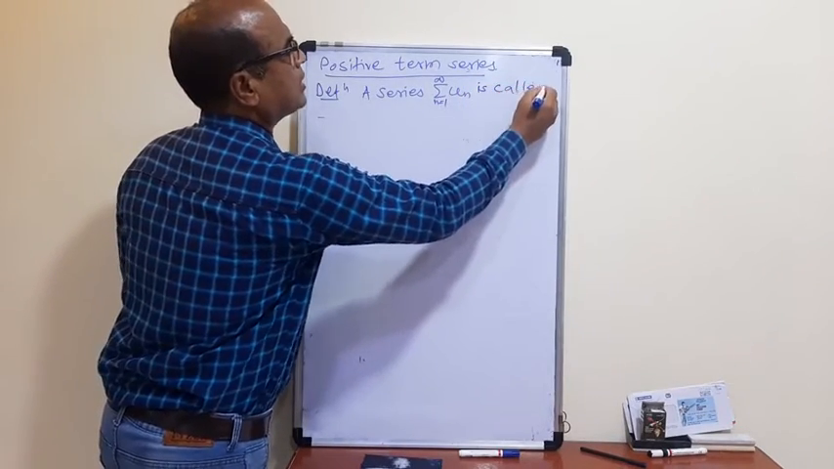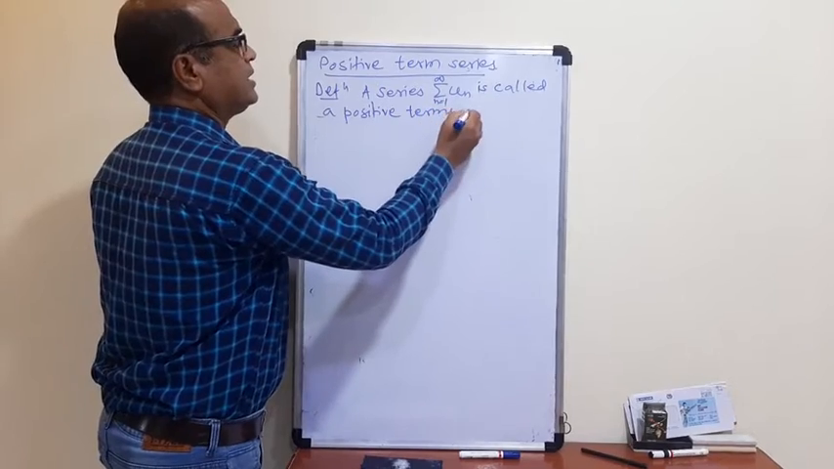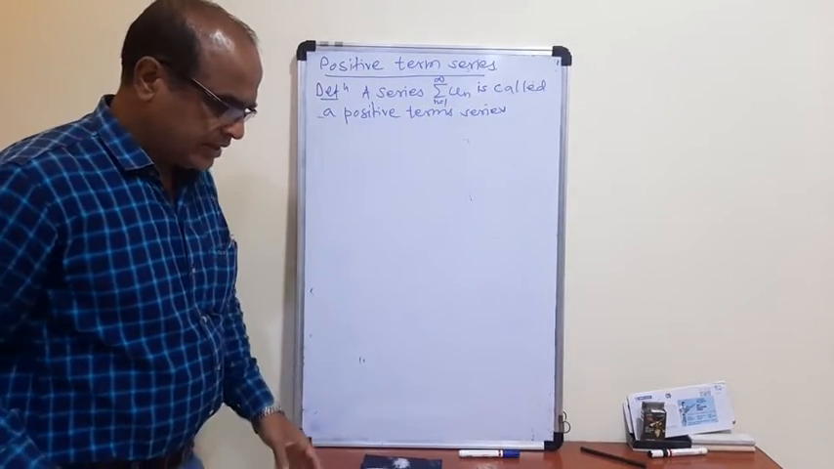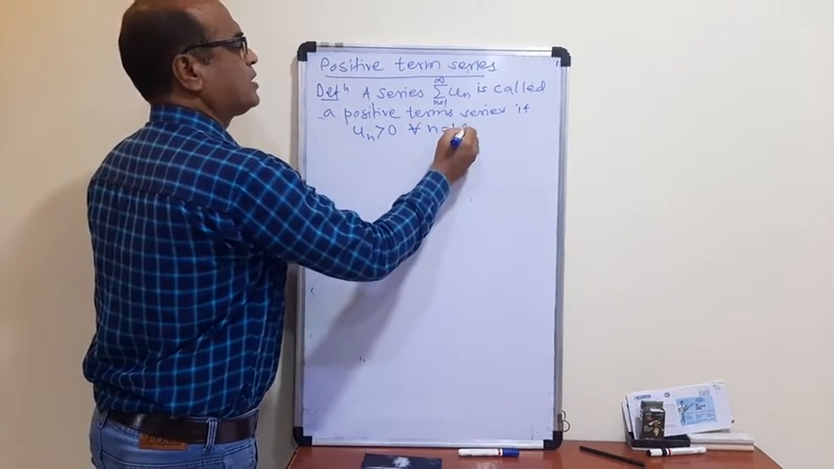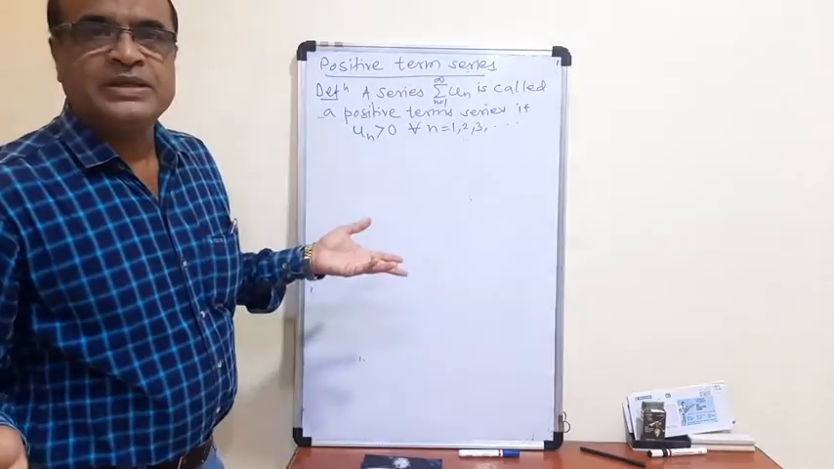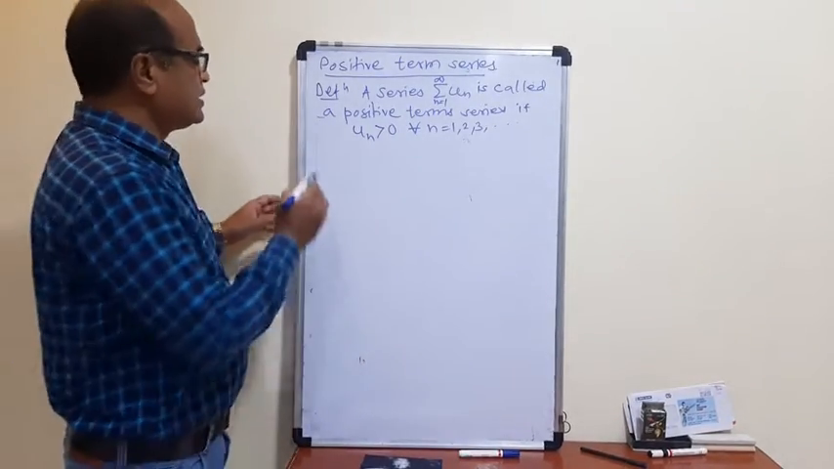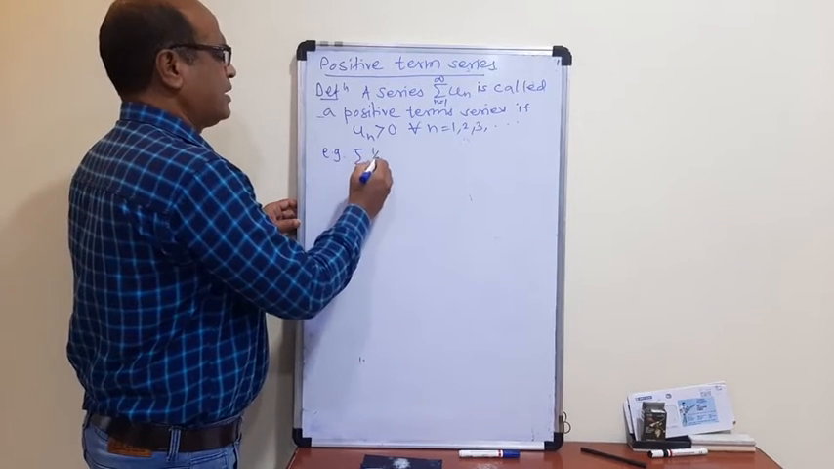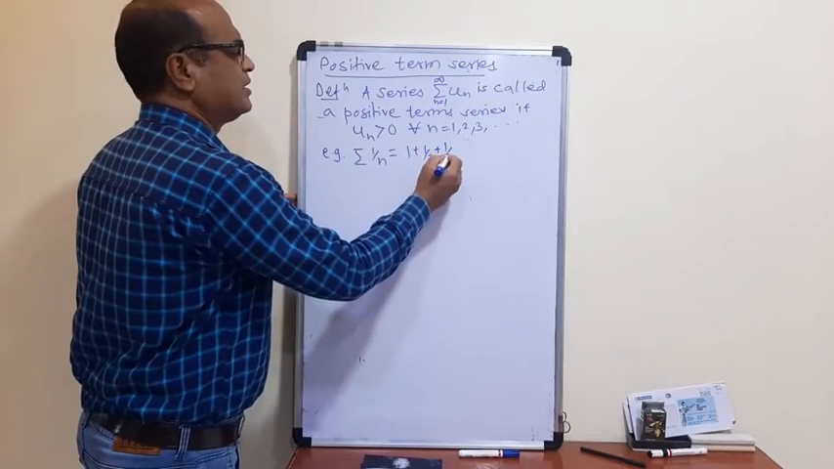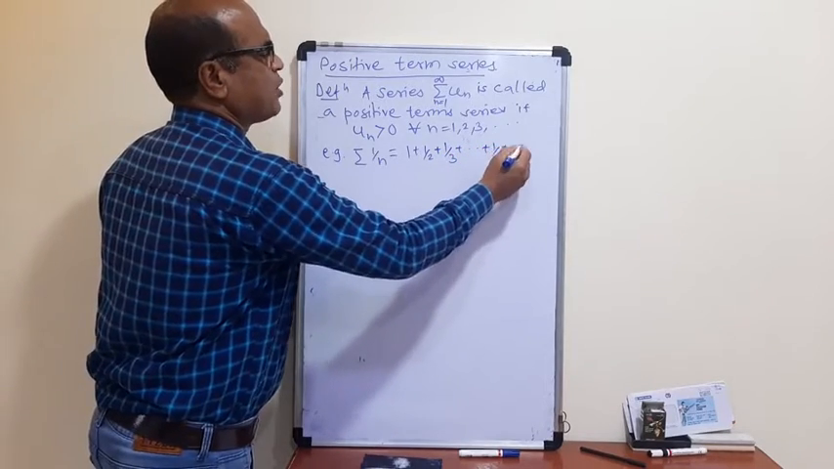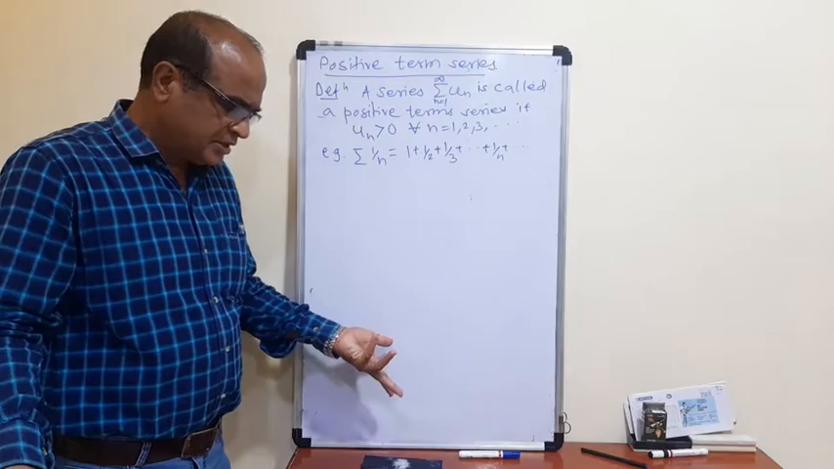if un is strictly greater than 0 for all n equal to 1, 2, 3 and so on. So un greater than 0 means each term of that series is positive. For example, we take 1 upon n. This series is 1 plus 1 half plus 1/3 and so on, plus 1 upon n, and so on. This is a positive series because each term is greater than 0.